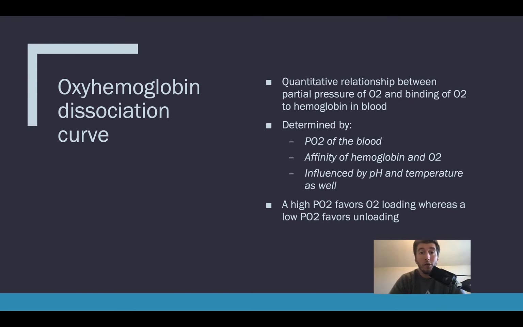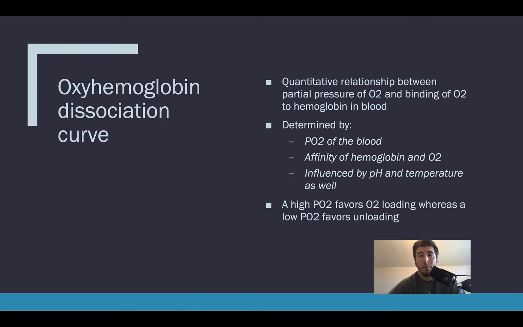So oxygen bound hemoglobin is oxyhemoglobin. Oxyhemoglobin dissociation curve is talking about how do we offload oxygen from hemoglobin? How do we get oxyhemoglobin and turn it into deoxyhemoglobin? And where are the sites at which we're doing that?